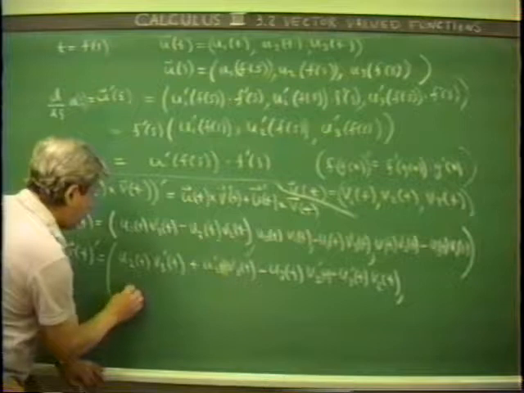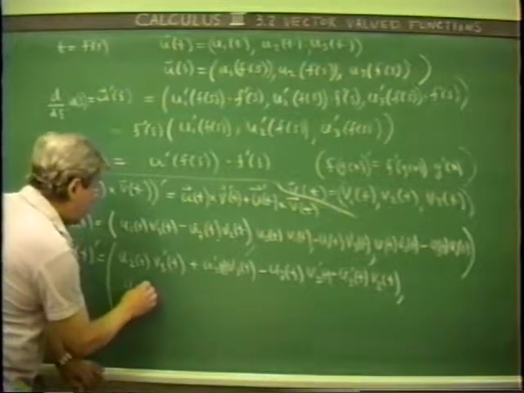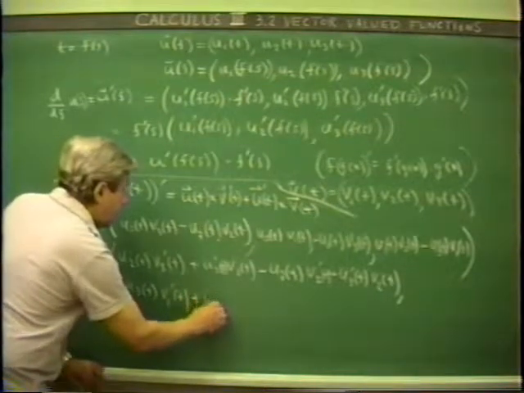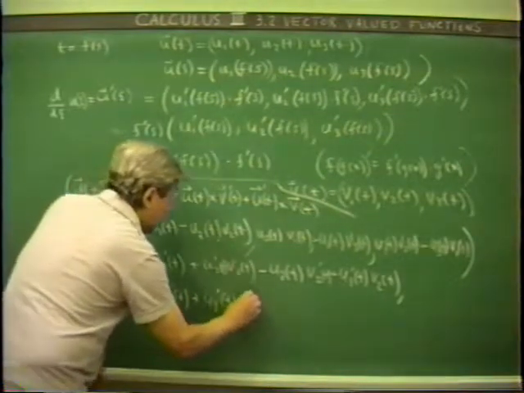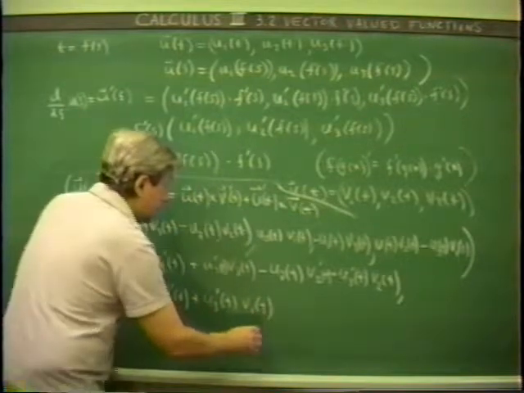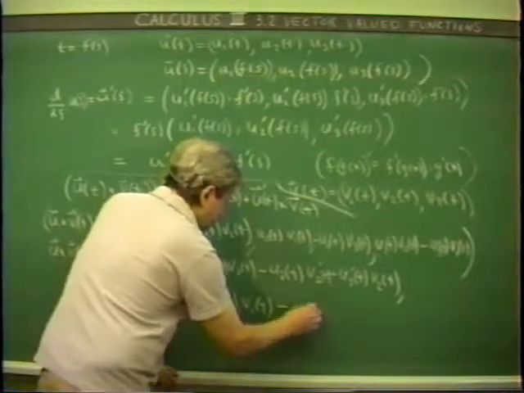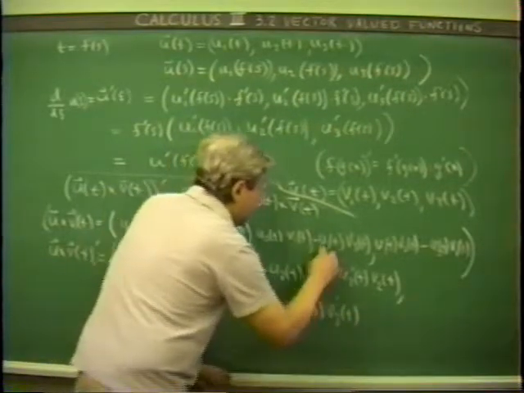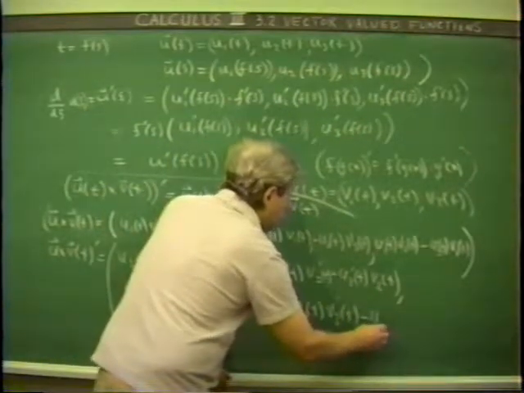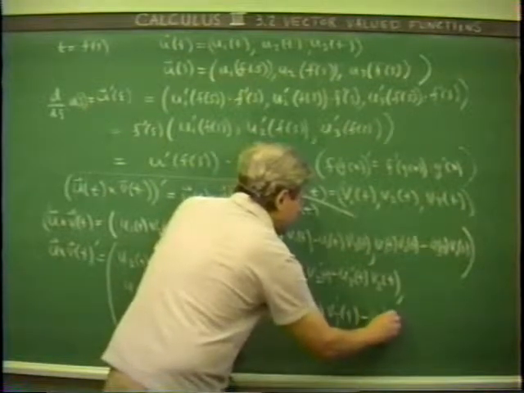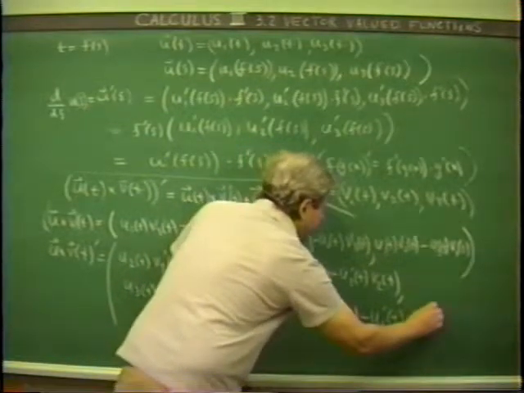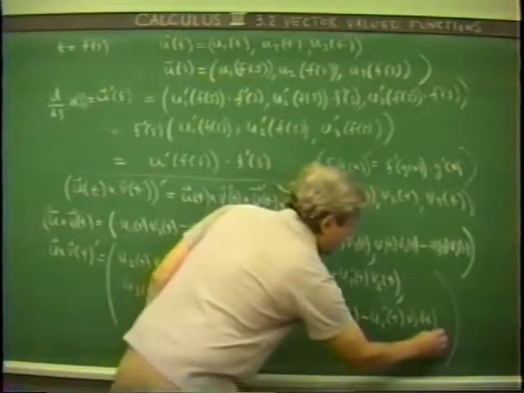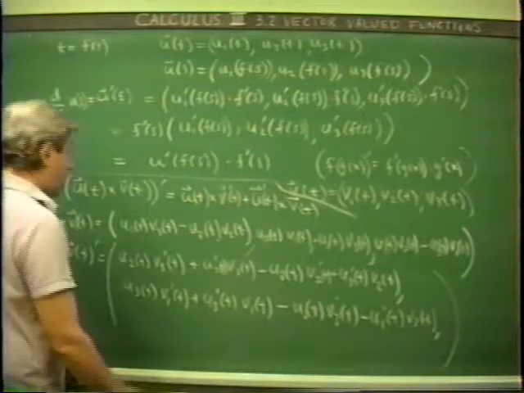The second one is going to be u3 of t, v1 prime of t, plus u3 prime of t, v1 of t, minus u1 of t, v3 prime of t, and minus u1 prime of t, v3 of t. Right? That's the second y component, if you want here.